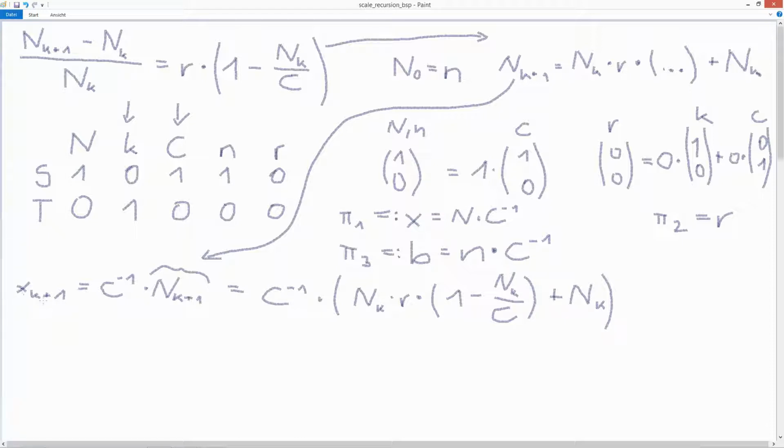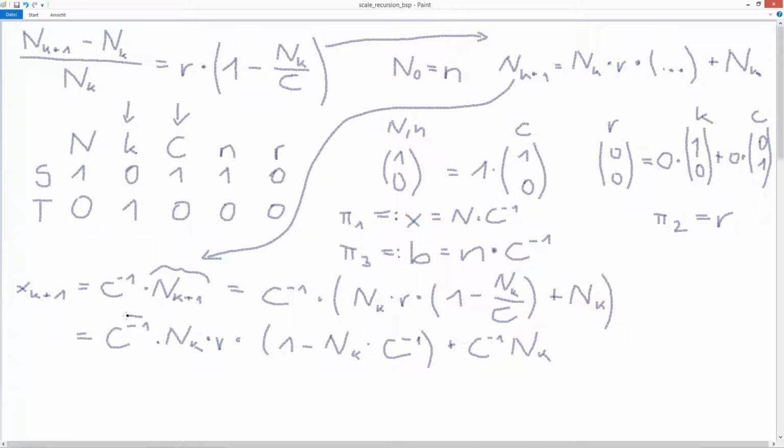So to find out what xk plus 1 is, we have used this here, and then we have inserted the original recursion at this point here to get to this equation here. Okay, now we can calculate this here and get c to the power of minus 1 times nk times r times 1 minus nk times c to the power of minus 1 plus c to the power of minus 1 nk.